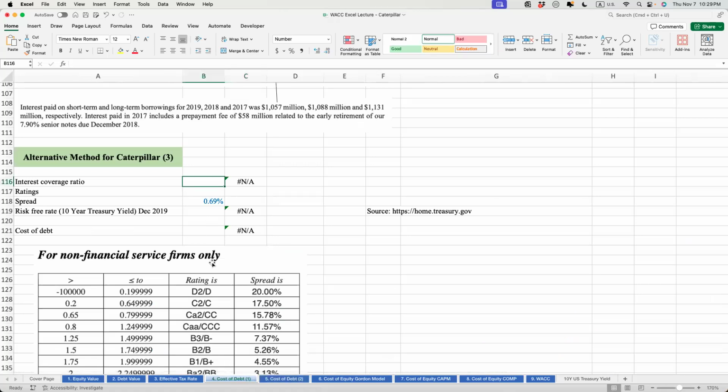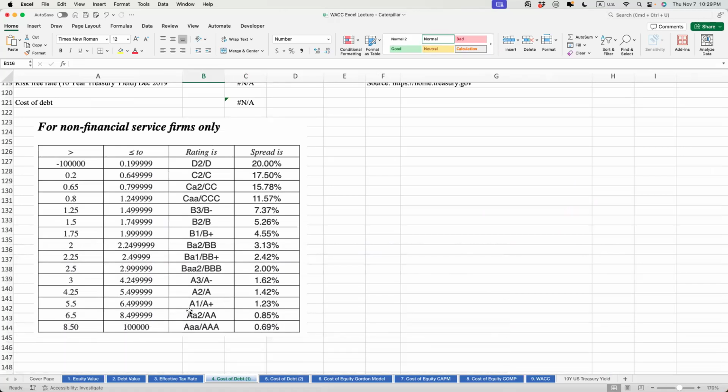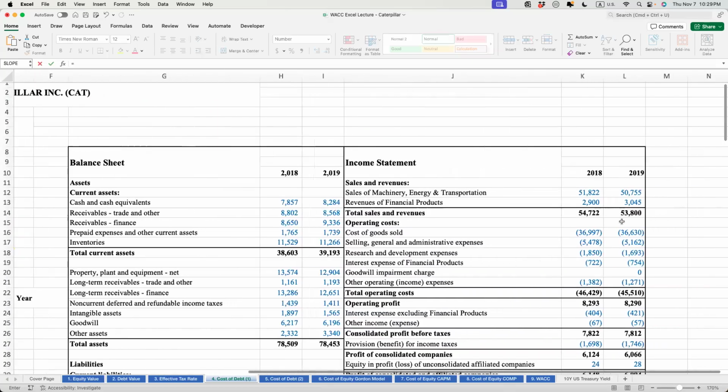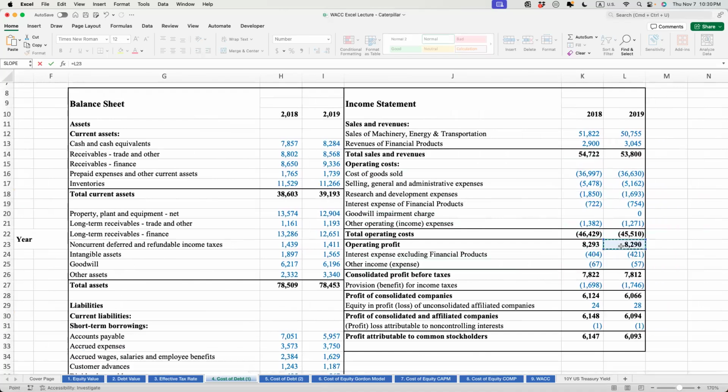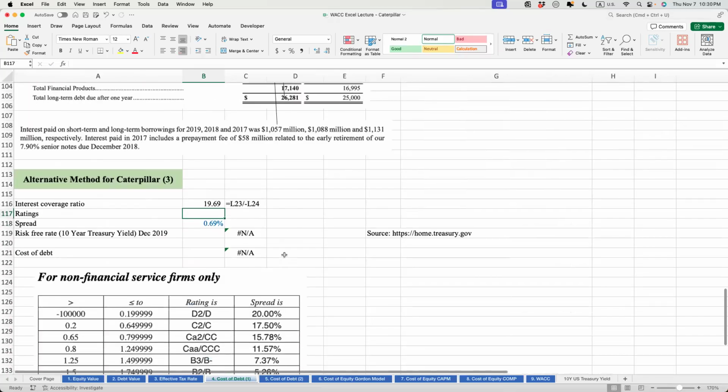So this is the alternative method I introduced in class. If we don't have a rating, we can calculate a synthetic rating. Basically, based on the interest coverage ratio, we can compare it in this table, which you can search online, to find the related rating for the specific range that your interest coverage ratio falls in. First we calculate the interest coverage ratio. Go to your income statement: this is equal to 2019 operating profit divided by interest paid. Here we have to convert this to positive, so give it a negative sign, and then choose this one. Now we have the interest coverage ratio for Caterpillar.